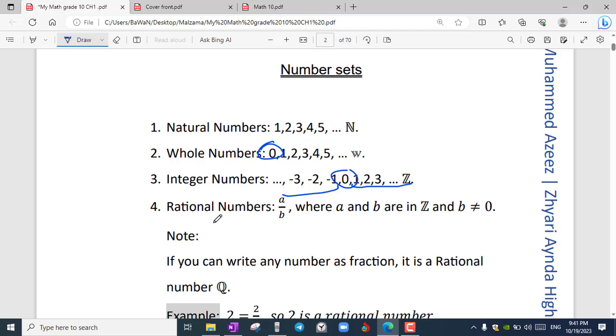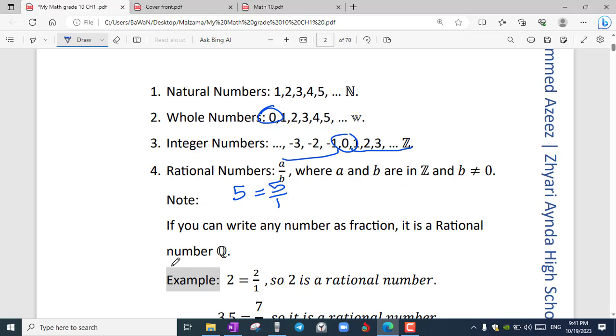After this we have rational numbers. Any number that we could write as fraction is a rational. This means even the whole numbers, like for example 5 could be written as 5/1. This makes 5 a rational number. The symbol of rational number is Q.